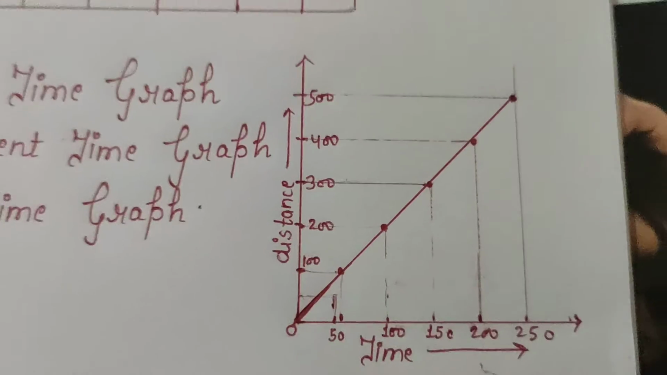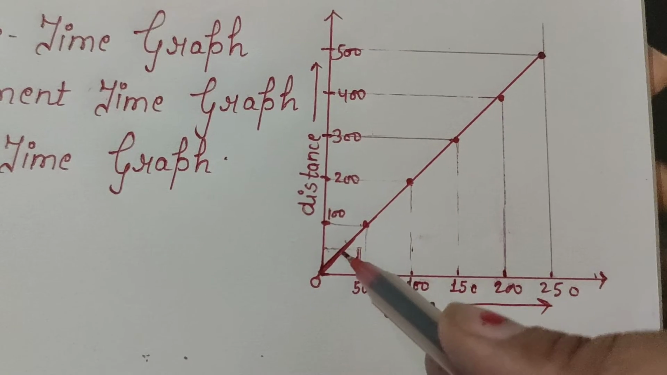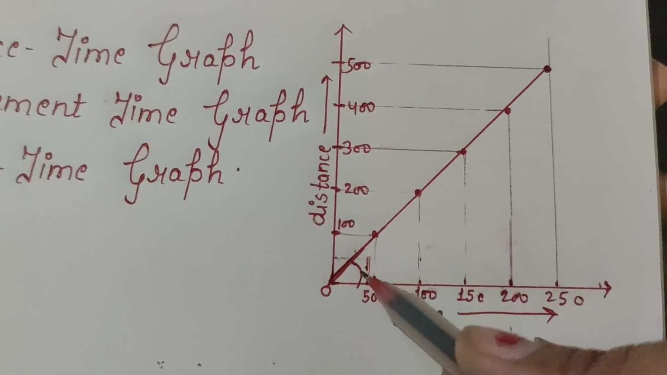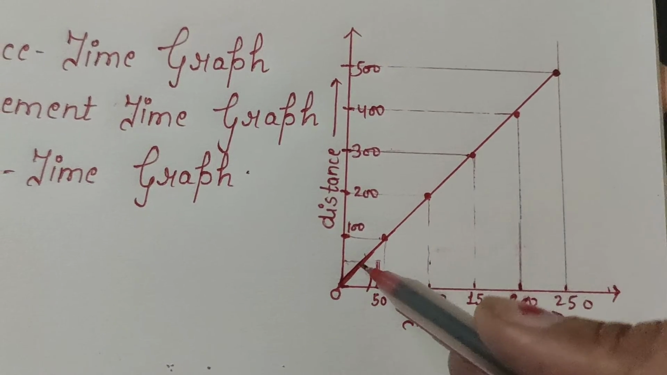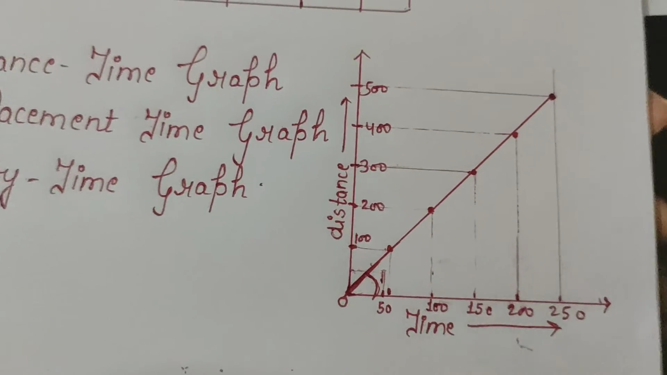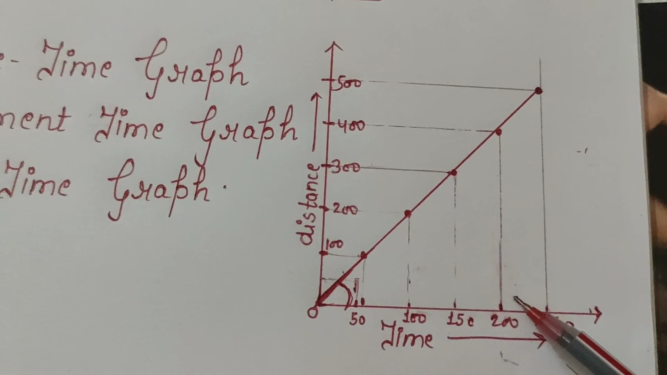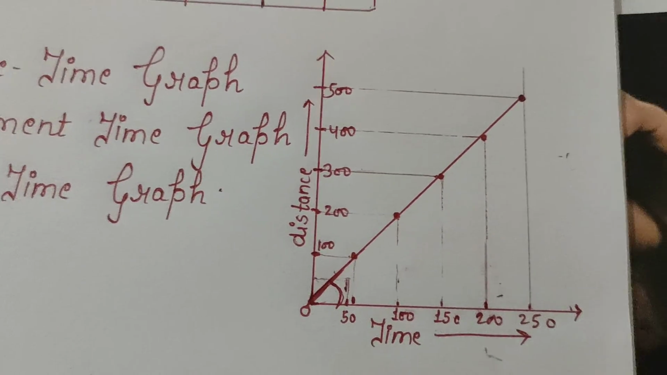But what is the slope? That is a query in your minds. Slope means how much inclination the graph has. The inclination which the given graph has with the x-axis is called the slope.